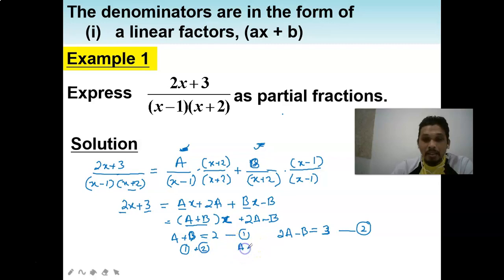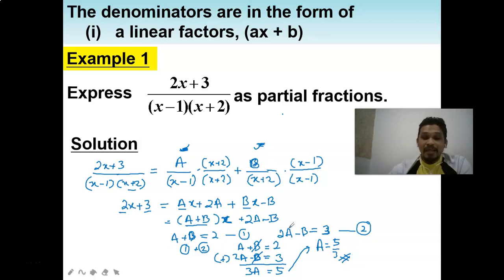Okay, a plus b equal to 2, and 2a minus b equal to 3. Okay, plus here. So b plus negative b, or b minus b, equal to 0. a plus 2a equal to 3a. And 2 plus 3 equal to 5. So that a equal to 5 divided by 3.